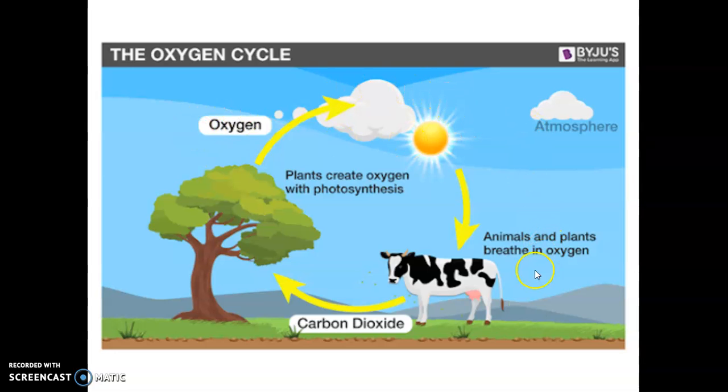And then animals and plants, they breathe in the oxygen. And that oxygen, if you hopefully remember, is a reactant that's required for cellular respiration. It's what gives this cow and all living animals the energy, ATP, to continue normal life. But they breathe out carbon dioxide. Carbon dioxide is a waste product that comes from cellular respiration. Thankfully, this carbon dioxide goes in the atmosphere and is not wasted. Instead, plants will use that carbon dioxide as a reactant for photosynthesis.